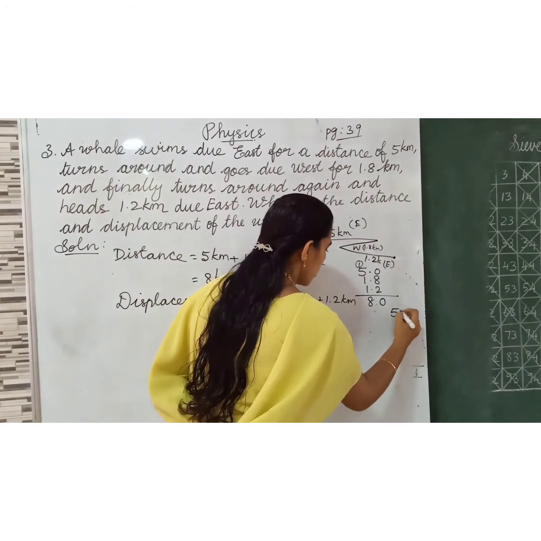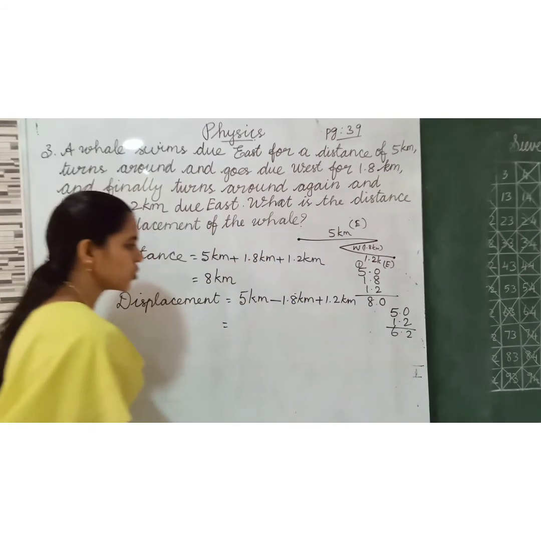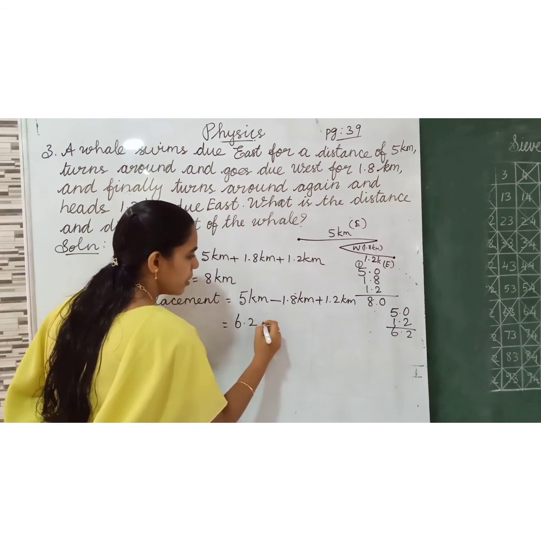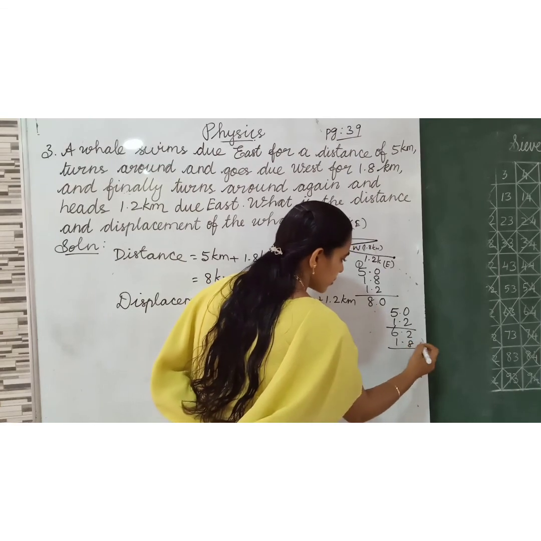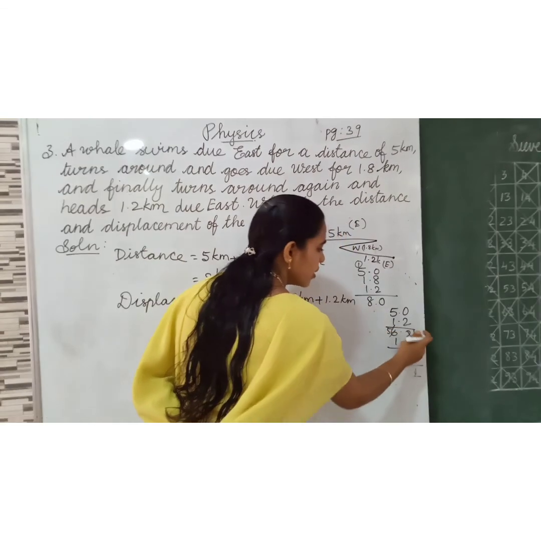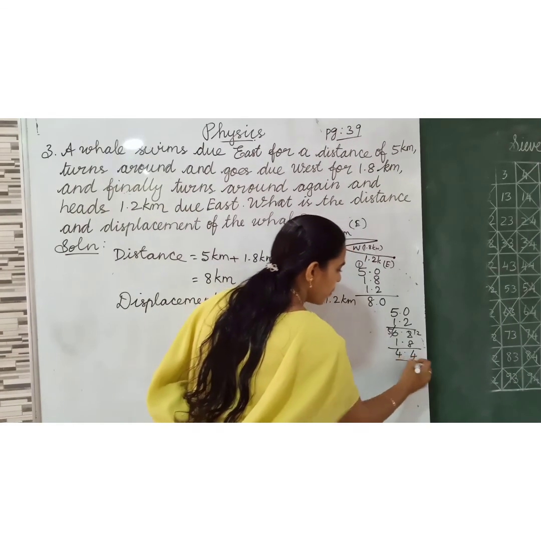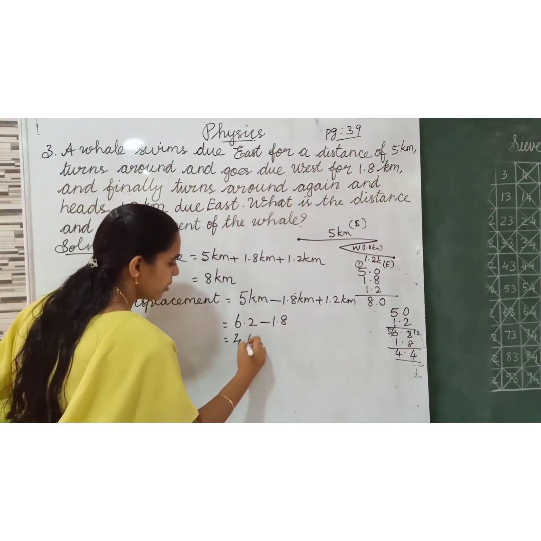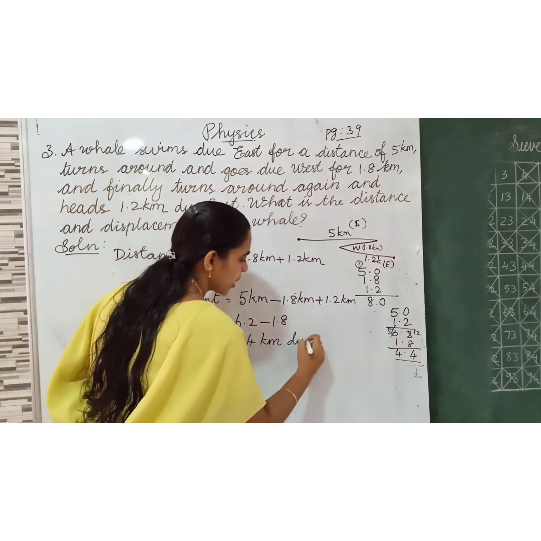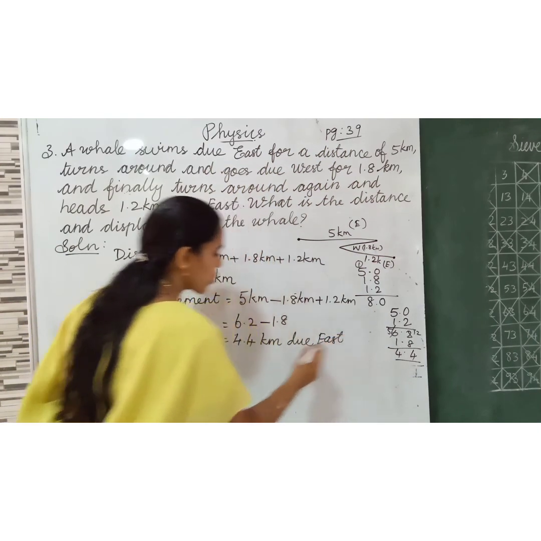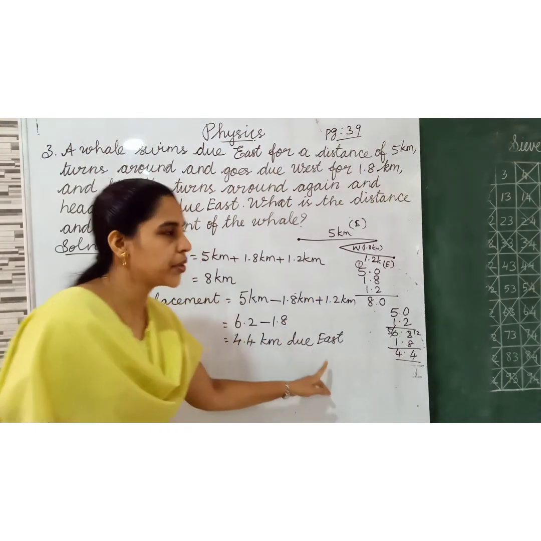So we have to add these two numbers. 5 and 1.2. How many here? 6.2. So 6.2 minus 1.8. We have to subtract 1.8. Here take borrow, 12 minus 8, 4. 5 minus 1, 4. How many here? 4.4. 4.4 kilometers due east. Displacement is only the east. West is negative. So 4.4 kilometers due east.